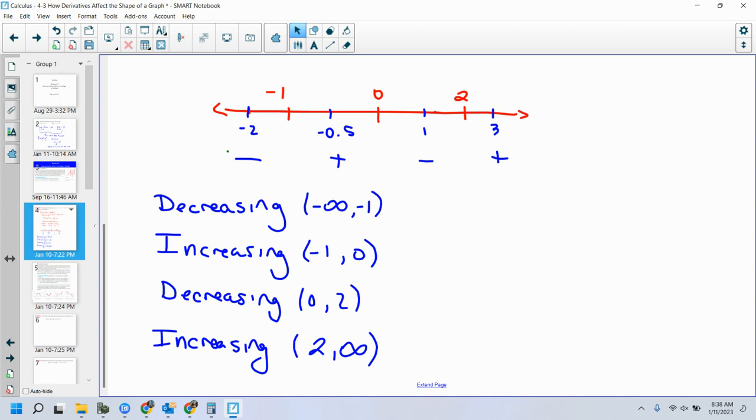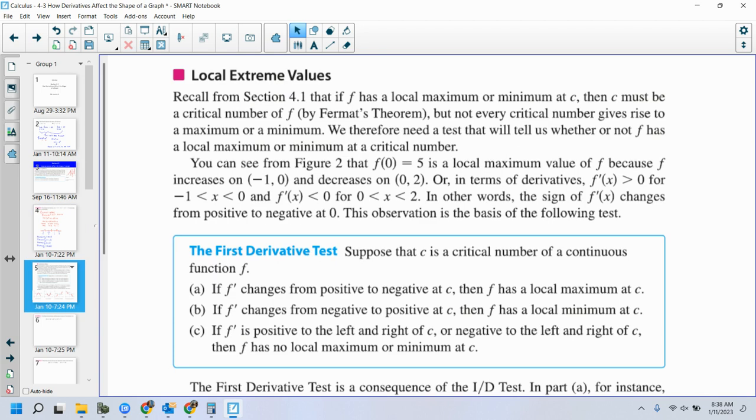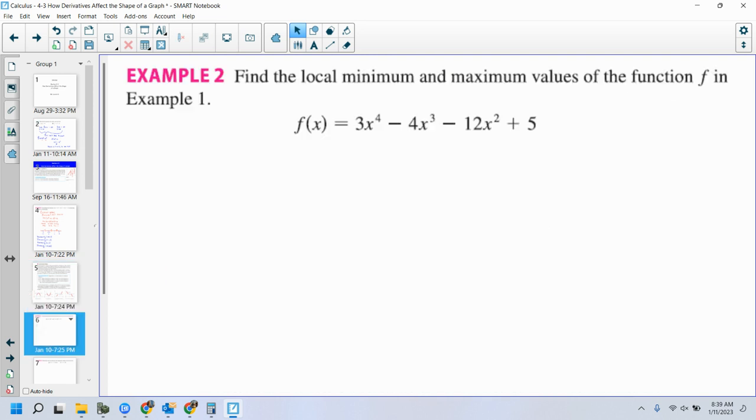Now, what we can say beyond that is what's called the first derivative test. If you know that a function is decreasing, then increasing on the left and right side of a critical value, then you can say that that critical value is indeed a local maximum or minimum value. So if it's decreasing, then increasing, you know it's got to be a local minimum. If it's increasing, then decreasing, then you know it's got to be a local maximum. So our next problem says, find the local maximum and minimum values of the same function we had in example one.